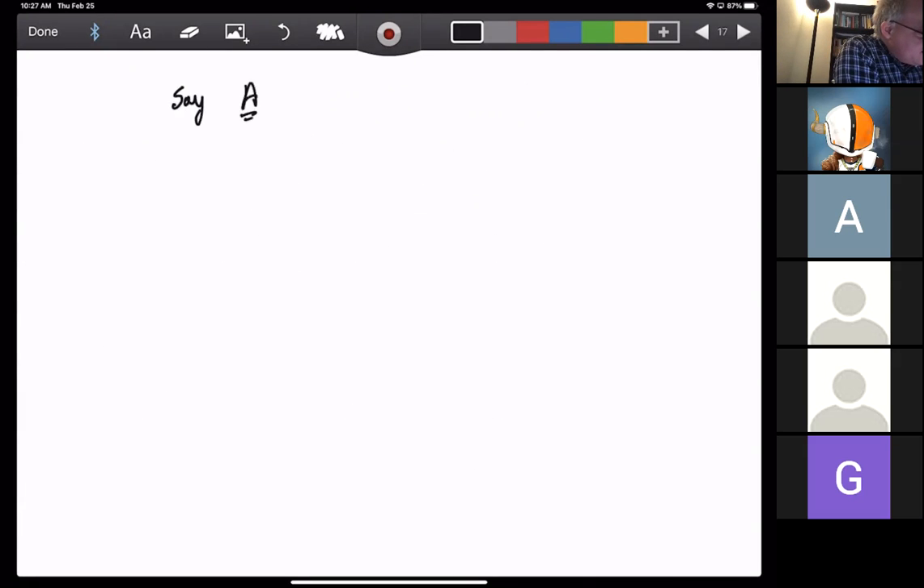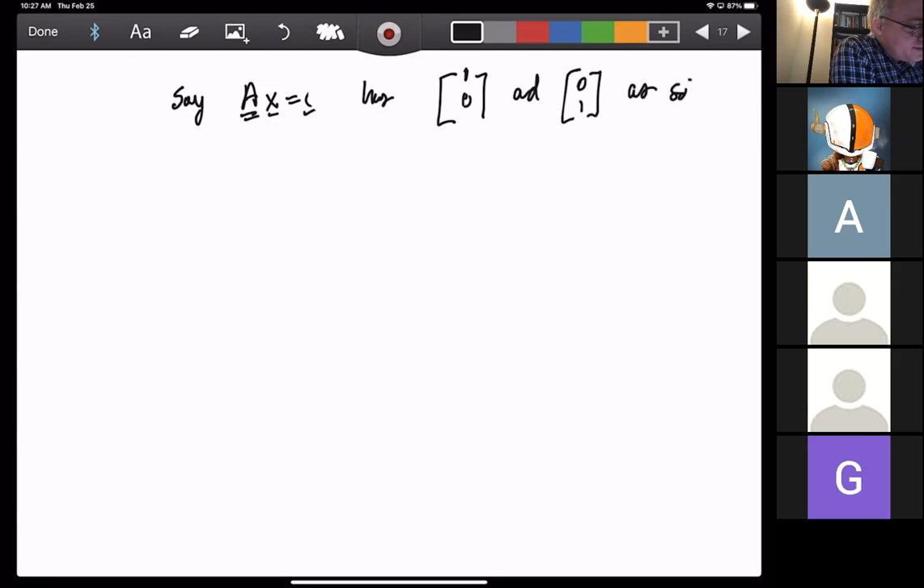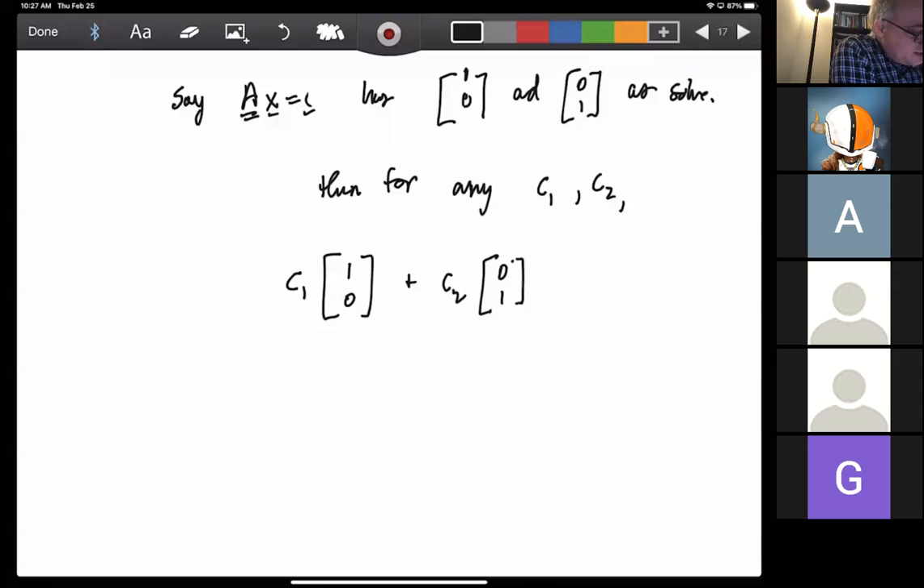So say that your system AX is equal to 0 has (1, 0) and (0, 1) as solutions. Then for any c1 and c2, c1 times (1, 0) plus c2 times (0, 1) is a solution of the system.